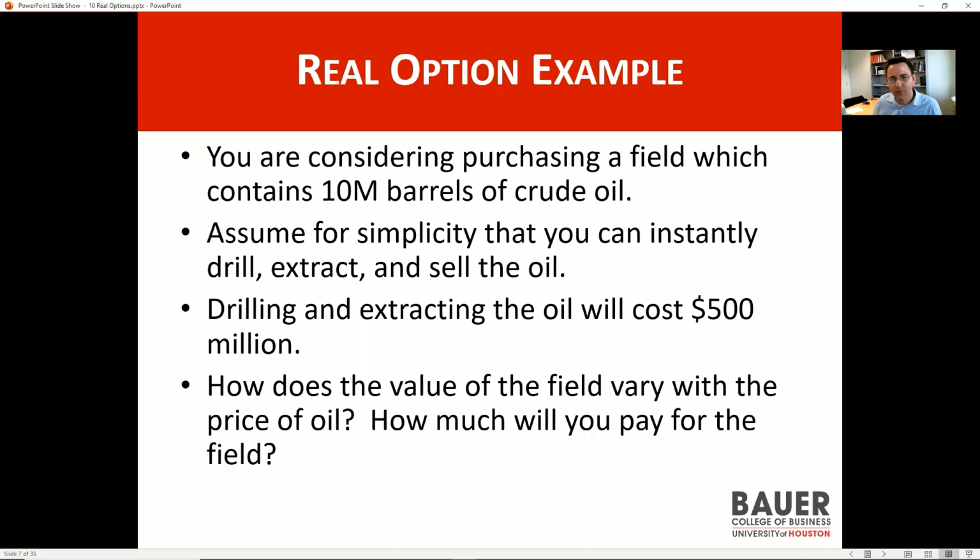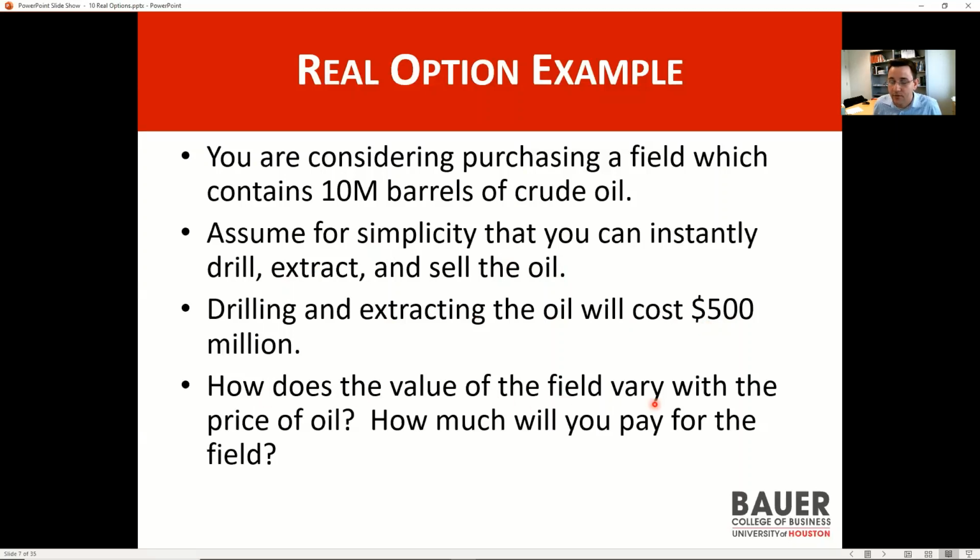So we've mentioned oil already. We know that the price of oil is very volatile. So let's do an example where that becomes the central piece of the puzzle. In this example, you're considering purchasing a field which contains 10 million barrels of oil. Okay, just making a very trivial example here. For simplicity, we're going to abstract away from all the technical details of the oil market. We're just going to say that you can instantly drill, extract, and sell the oil. So if you decide to, you can pull out that 10 million barrels of oil right away and sell it for whatever the price of oil is. Okay, so obviously very stylized, but just to fix ideas here. If you want to drill and extract the oil, it will cost you $500 million.